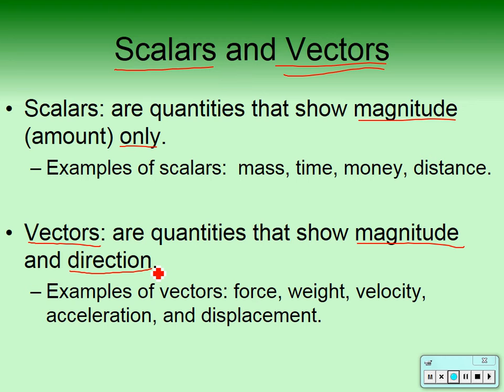Weight. Which way? So I weigh 65 kilograms. How does that show direction? Which way is weight going? Down with gravity. So it's giving you a direction as well. Velocity has to have a number and a direction to it. Same with acceleration and displacement, which we'll talk about in a second. So the thing to take away from this slide: scalars just show a number, a magnitude. Vectors have a magnitude and a direction.